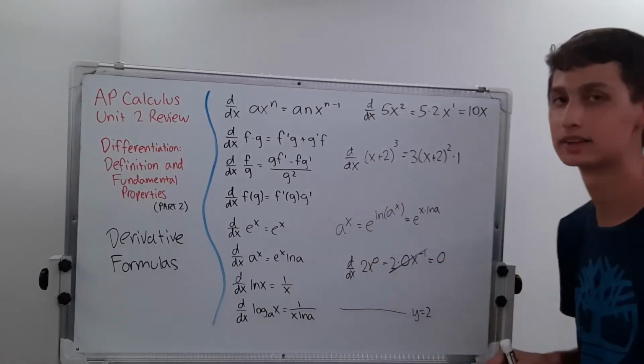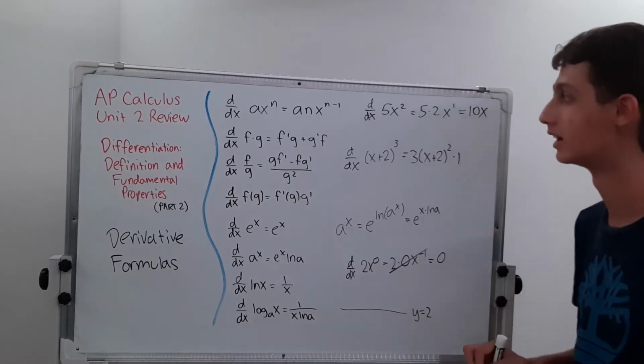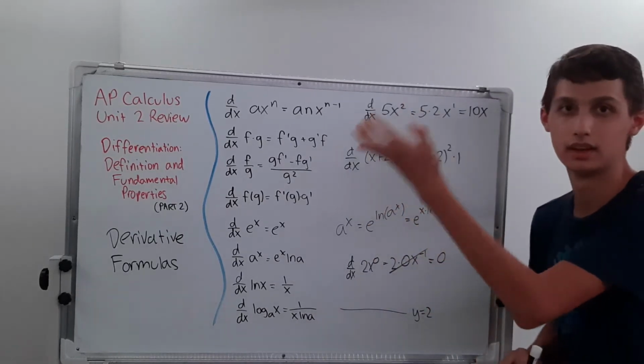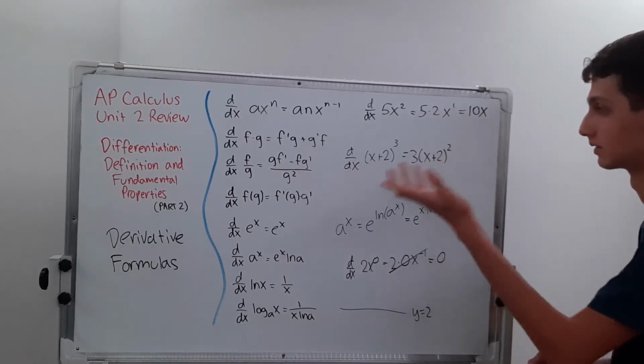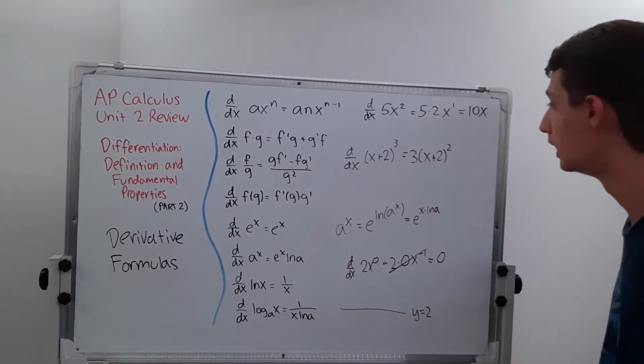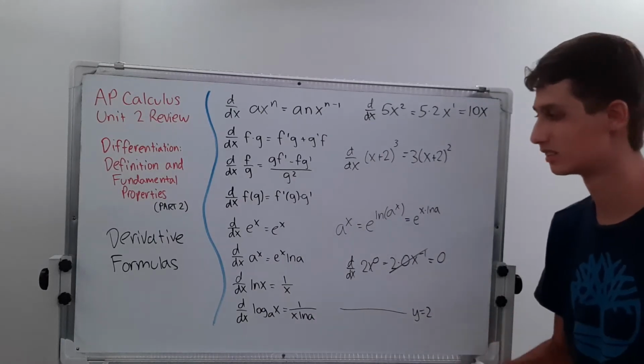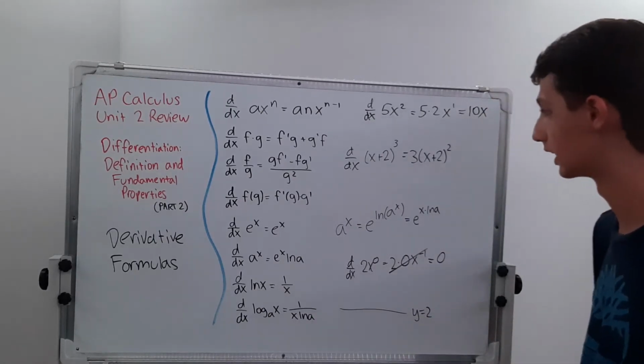Once you do some more practice with the power rule, stuff like this will definitely help you. So we can just remove the 1 and say this is 3 times x plus 2 squared. We could FOIL it out if we want, but there's no real need for that.